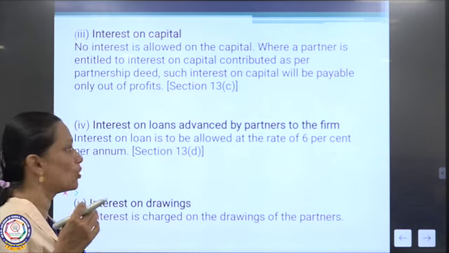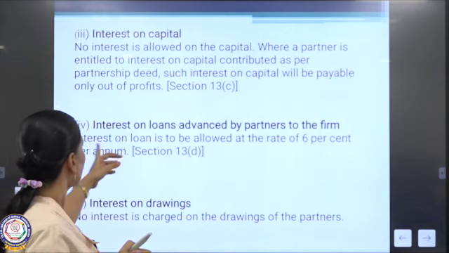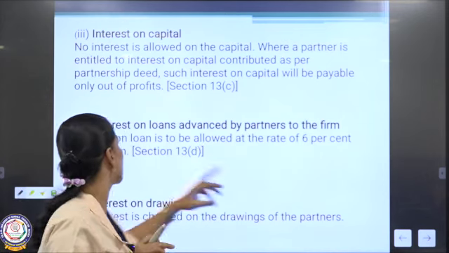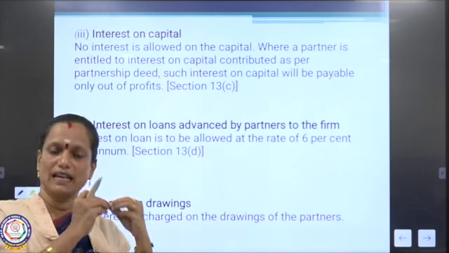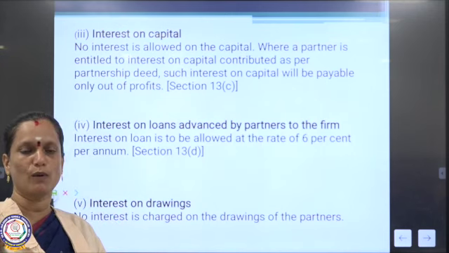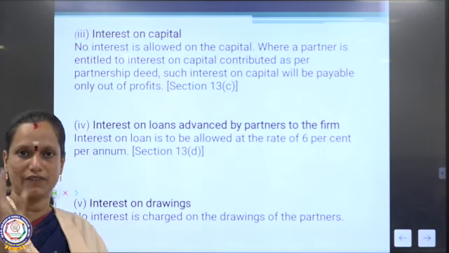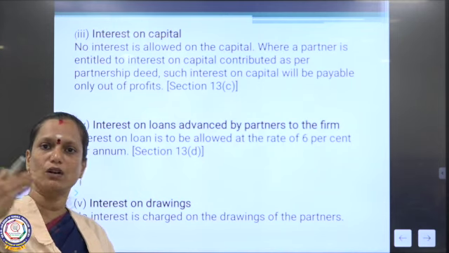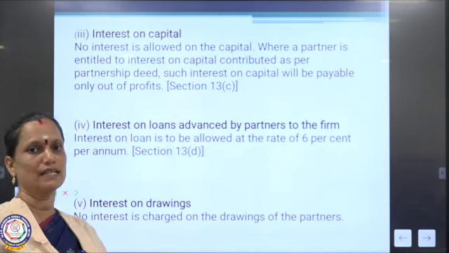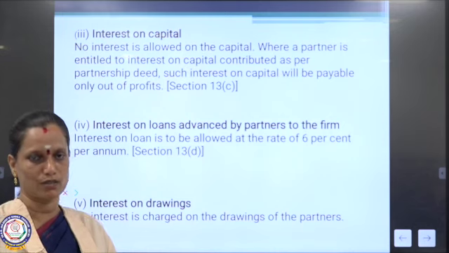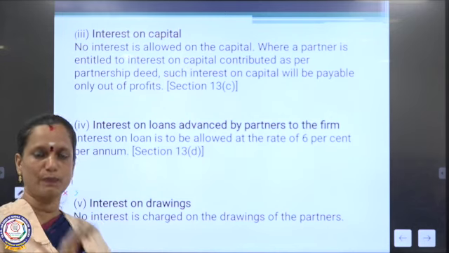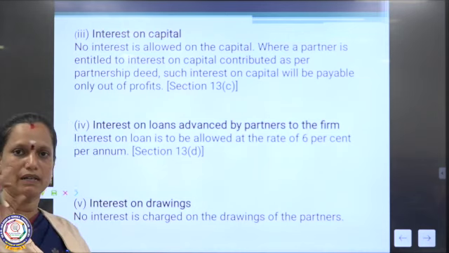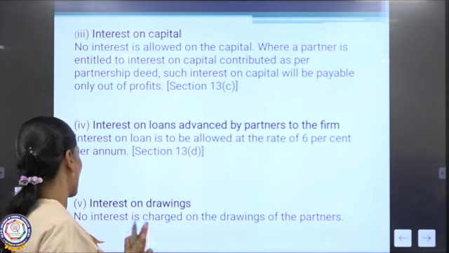Sometimes interest on loan, already I said, interest on loan is to be allowed at the rate of 6% per annum. So, even if it is left out, no problem, 6% per annum definitely they should give. Already I said, if we are getting a loan from an outside person, automatically we have to pay the interest. In the same way we have to pay the interest for the partner. So, 6% per annum definitely we should pay.